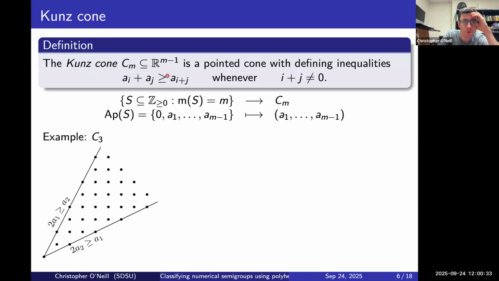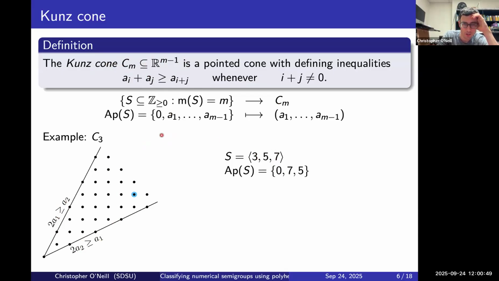And we end up with 2 inequalities here. One of them is a1 plus a1 greater than or equal to a2. The other one is a2 plus a2 greater than or equal to a1. And so this point here, which is (7, 5), is going to correspond to the numerical semigroup generated by 3, 5, and 7, right?